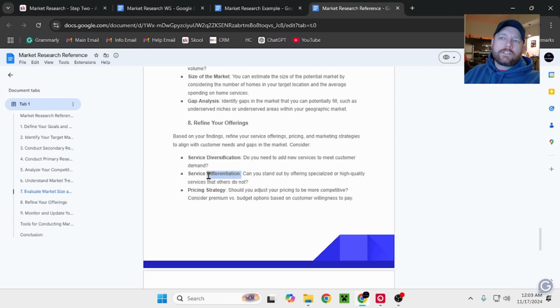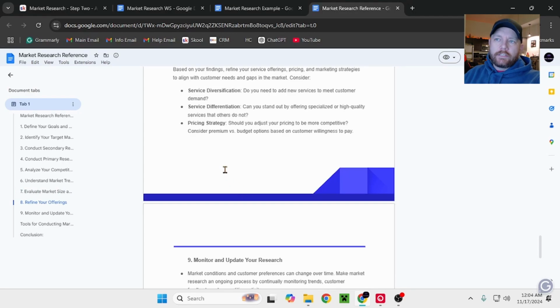And then what differentiates your services from your competitors? What do you do that makes you stand out? Do you have technology services that you offer? Are you more professional looking? Is your whole business wrapped around eco-friendly, right? Your trucks are eco-friendly, things like that. So is this something that you offer that the competitor doesn't? That's not a service, but it's something your company does that makes you different, right? And then what is your pricing strategy? Do you need to raise it? Do you need to lower it?